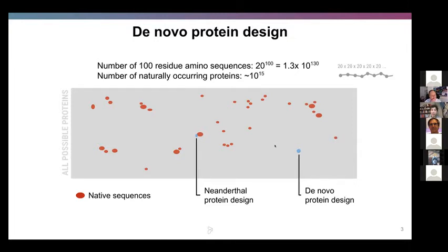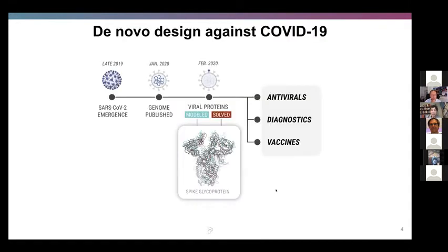Most protein engineering, when people have tried to create new proteins for various biotechnological applications, they've taken naturally occurring proteins and made very small numbers of changes to them. So what we're going to be talking about today is making up completely brand new proteins that aren't related to naturally occurring ones. And I'll illustrate this first in the context of what we've been doing to combat COVID-19.